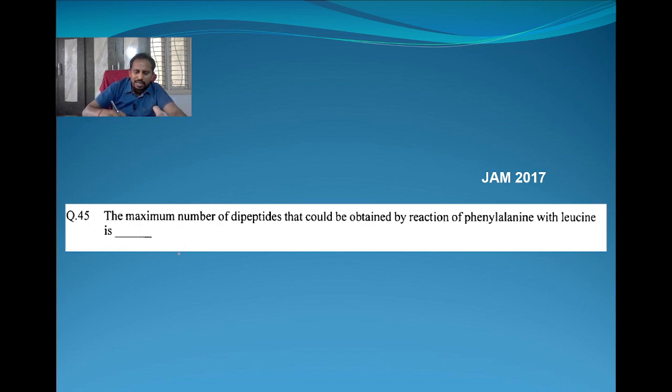Very simple. Phenylalanine: NH2, CHCOOH is there. Suppose NH2, C, phenylalanine CH2Ph is there. Here H, here COOH is there. This is phenylalanine. The other is leucine. Leucine has CH2, CH, here CH3 and CH3. Here COOH will be there, and here NH2.